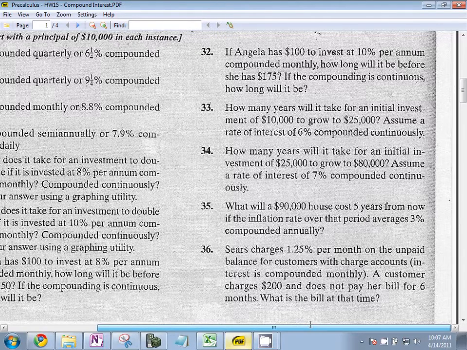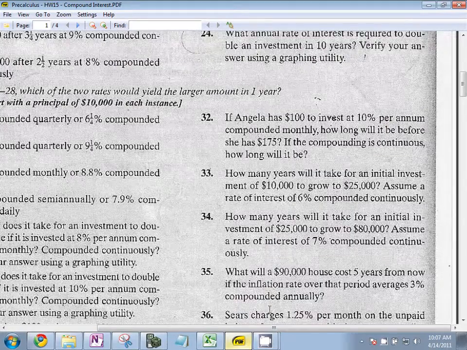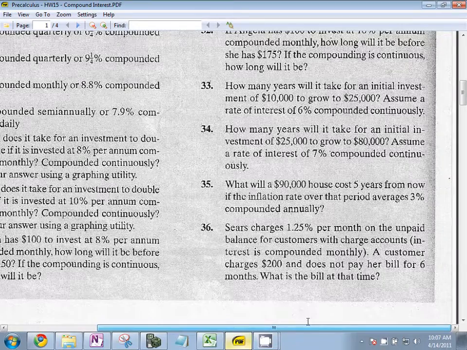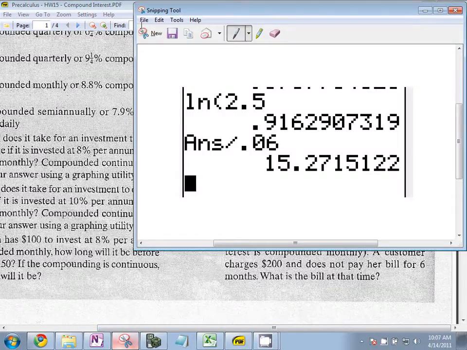36? How many people want to see 36? Got a couple? 36 or 30? Anybody care? 36? Okay. This will be the last one of this group.